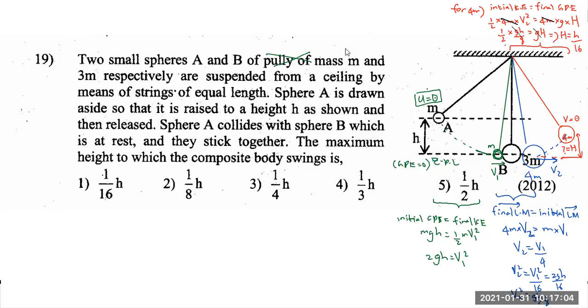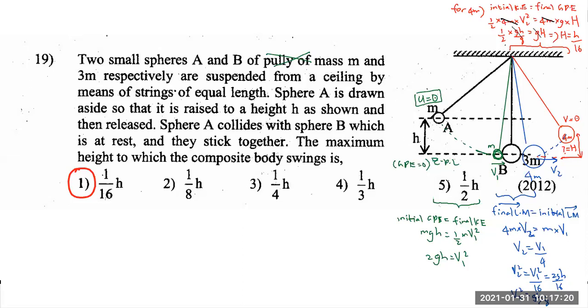So the answer for this question is the first one. You have to consider that in 3 steps. Potential energy converting to kinetic energy, initial linear momentum equal to final linear momentum, initial kinetic energy equal to gravitational potential energy. So it's a process.